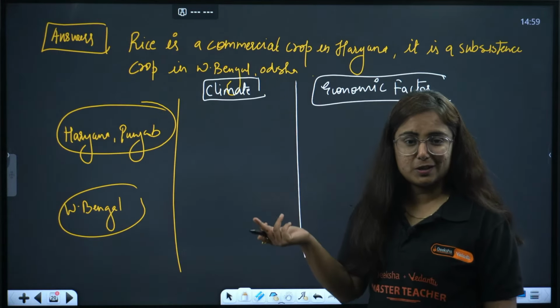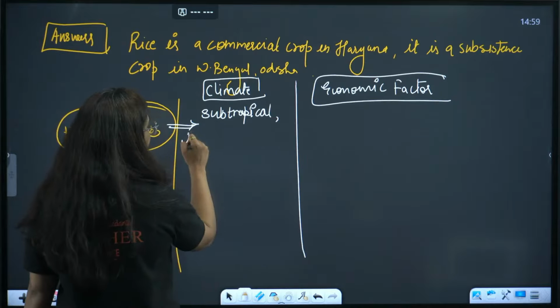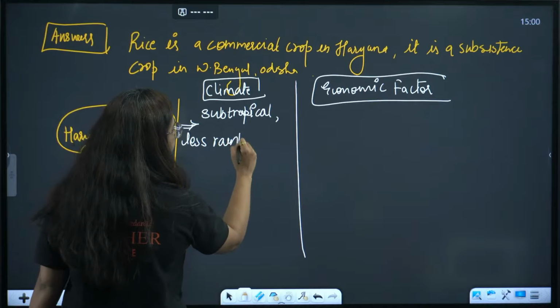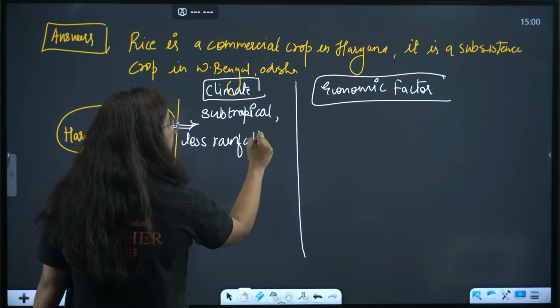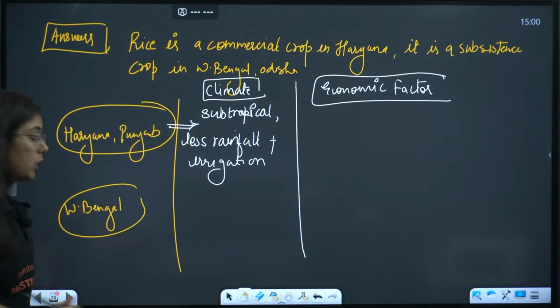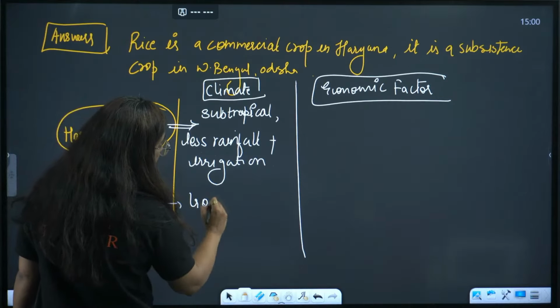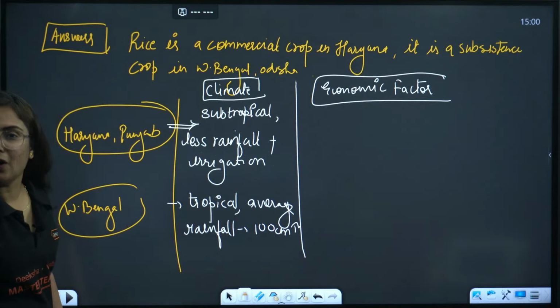See, if I talk about the place Haryana and Punjab, the climate is such that it is a subtropical climate. Which type of climate? Subtropical climate with less rainfall than required for the growth of rice, and hence it is facilitated by irrigation facilities. Which type of facilities? Irrigation. But when I talk about West Bengal, the climate is tropical, where average rainfall is above 100 centimeter, which is required for the growth of rice.